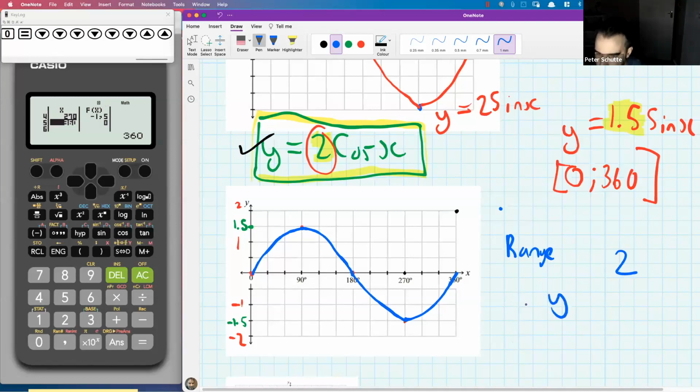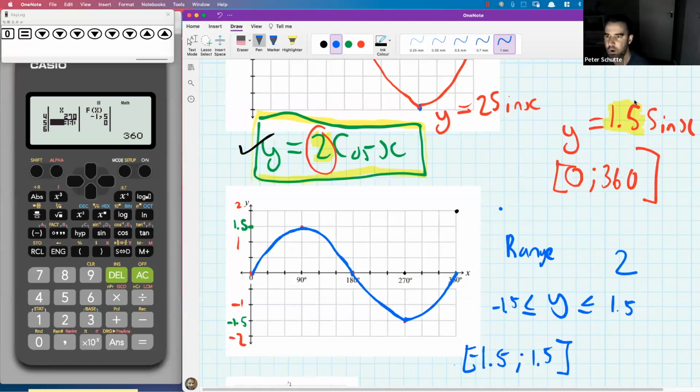So let's have a look here. I think the lowest value is -1.5 and the biggest value is 1.5. And so that's the way I would write the range of this graph. Or I could write square bracket minus 1.5, 1.5, or 3/2, and I get that. Okay.